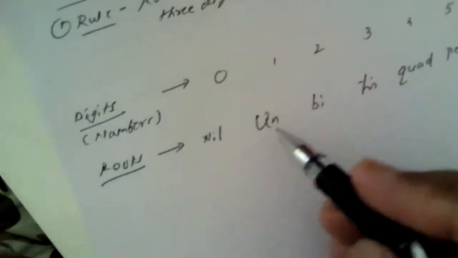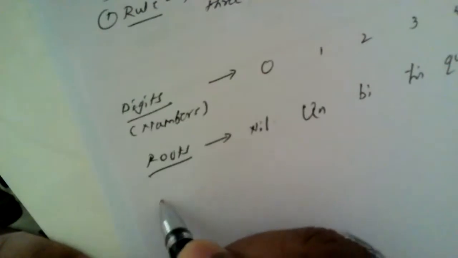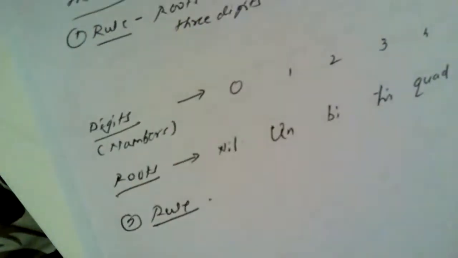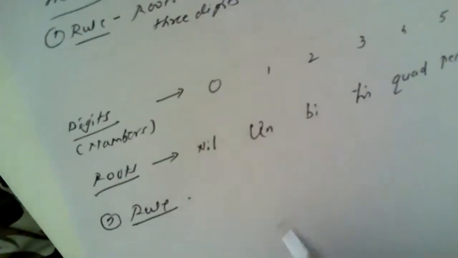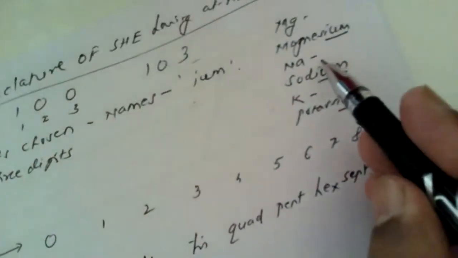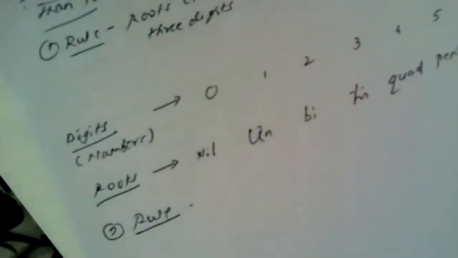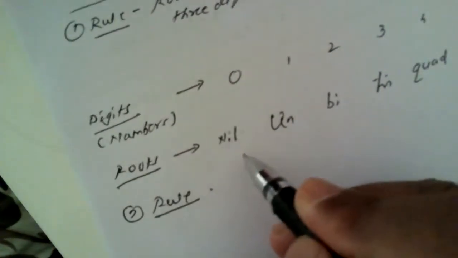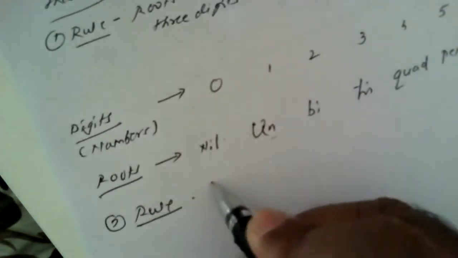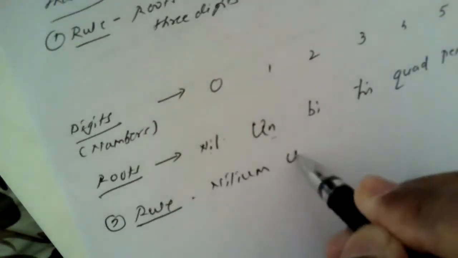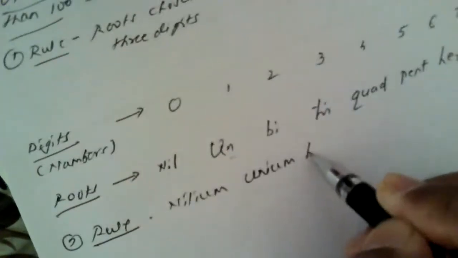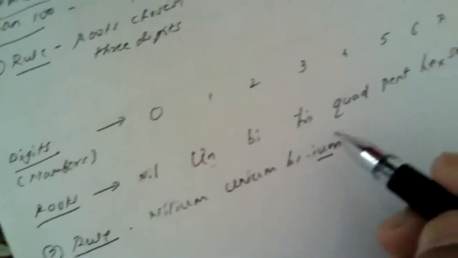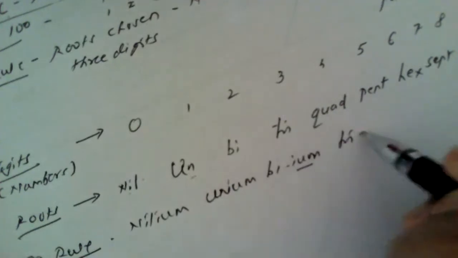So how can we write? The second rule, rule number 2: whenever we assign names for these roots, the names should end with IUM. How can we write it? If we go on writing IUM, this becomes nilium. This becomes unium. This is nilium, this is unium, and if we proceed further, bi-IUM, because the end of the name should be IUM, and tri-IUM.